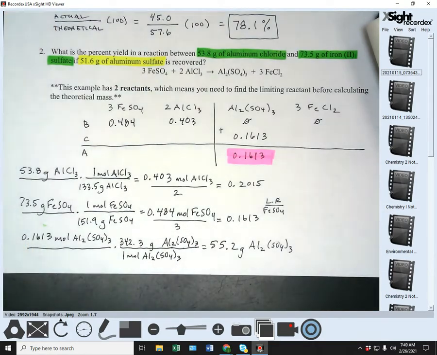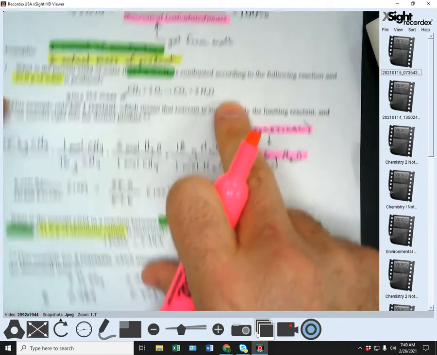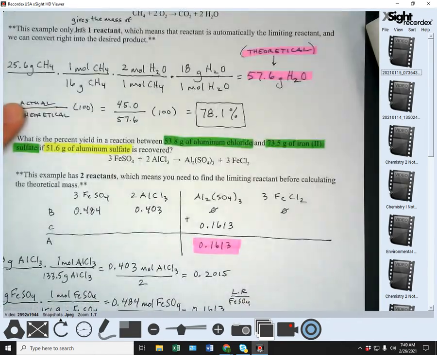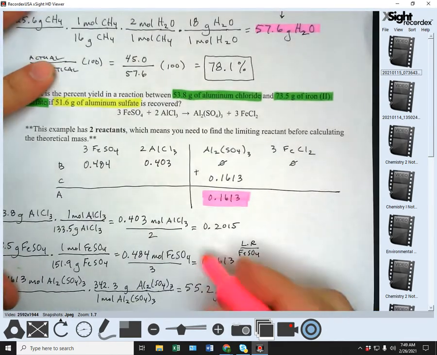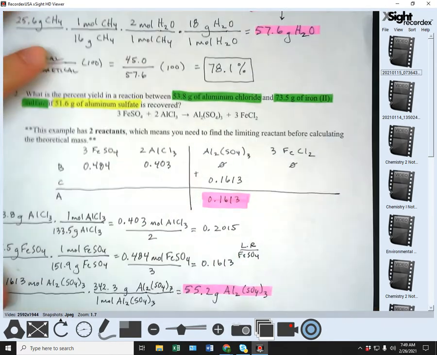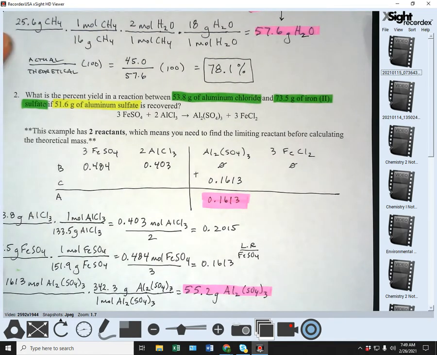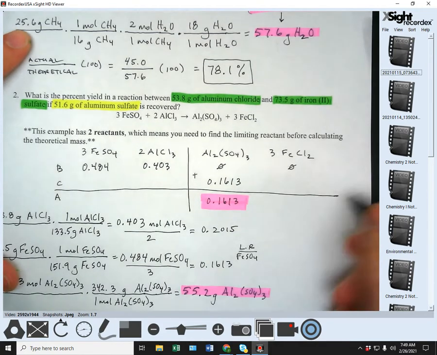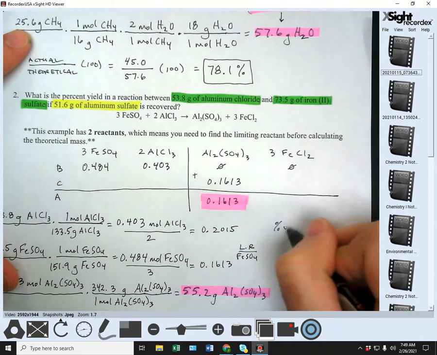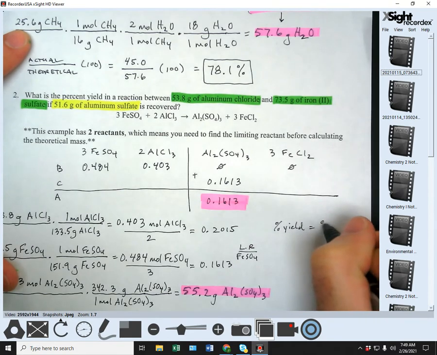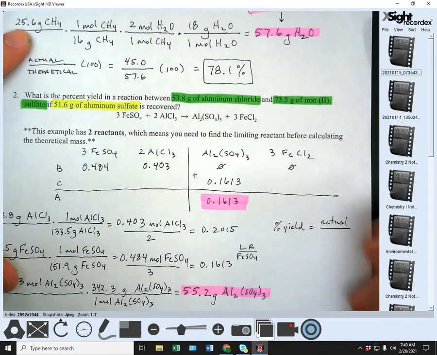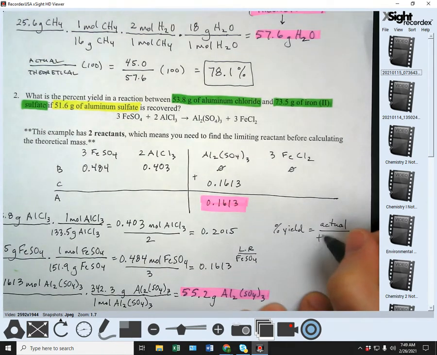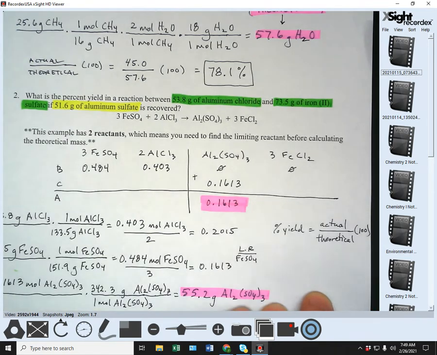Right? Now, what is this? Well, this is our theoretical. It's the amount that we should make if everything works 100% perfectly, the amount of aluminum sulfate. Okay, so to do the percent yield, we're taking, remember, again, actual over theoretical times 100, right?